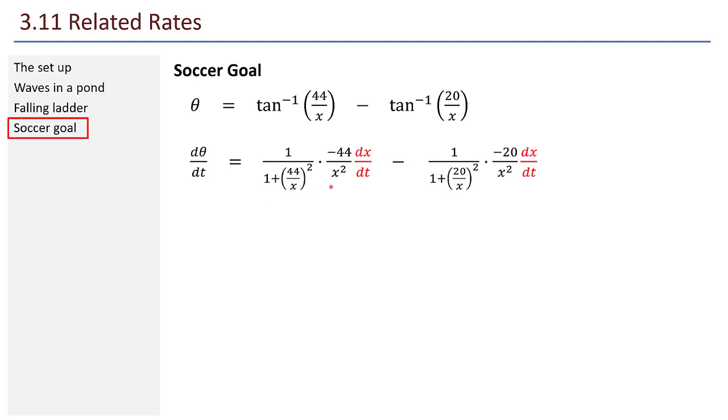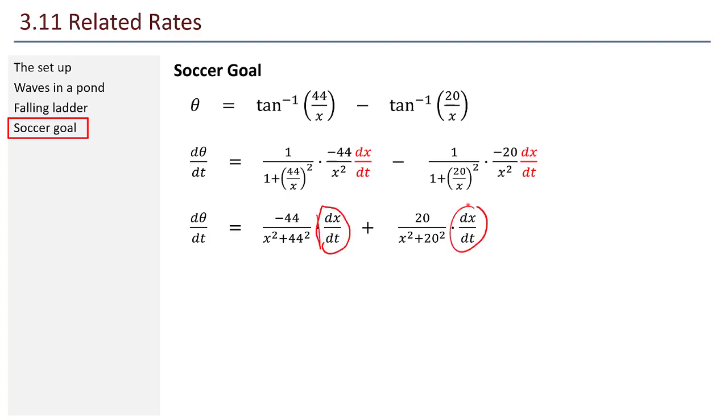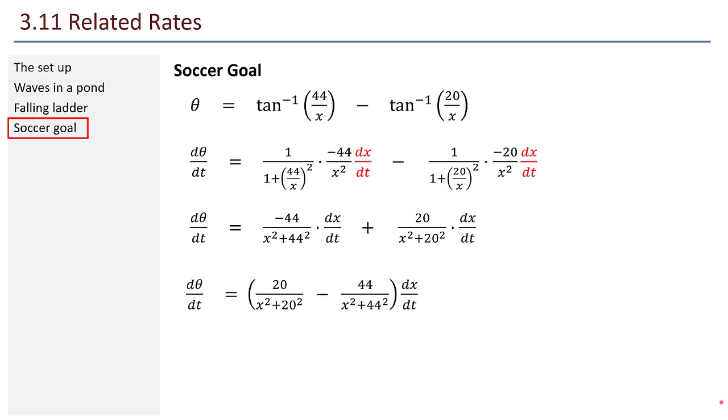Now let's multiply the fractions together. Here we go. But now each term has a common factor of dx dt, so let's factor that out. And I've simplified things a little bit by switching the order of the two terms on the inside. And at this point, I think I'm ready to start evaluating, right? I've found the equation that relates the two rates together.